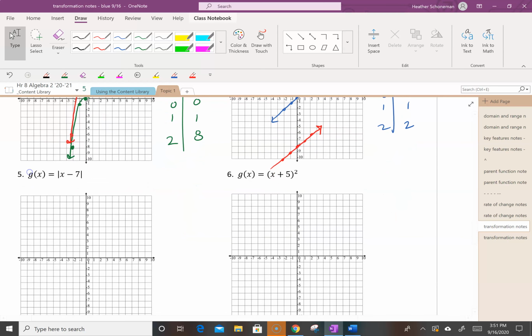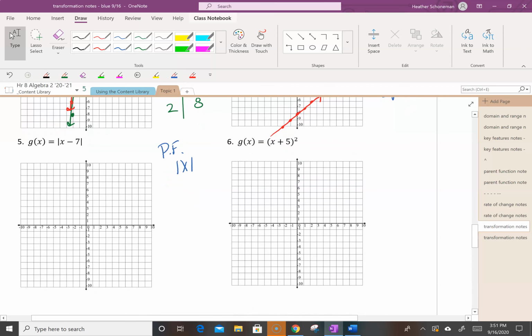So this parent function here is going to be the absolute value of x. We've already done that. That's the one that makes a V. We did that on number 1. If you're not sure which points I'm plotting, look at what you wrote down for number 1. Okay? When it's inside, it's going to shift it left and right, the opposite of what we think. So this is going to go right 7. So I'm going to go over 7 and regraph it. There's my absolute value.